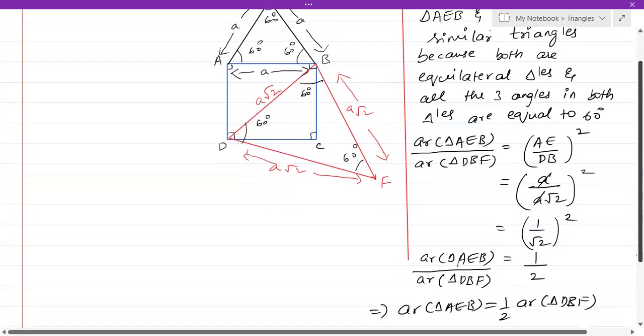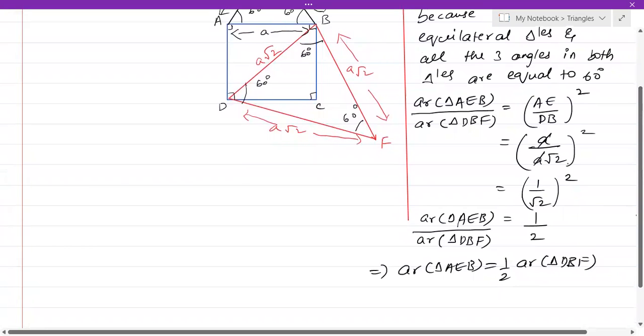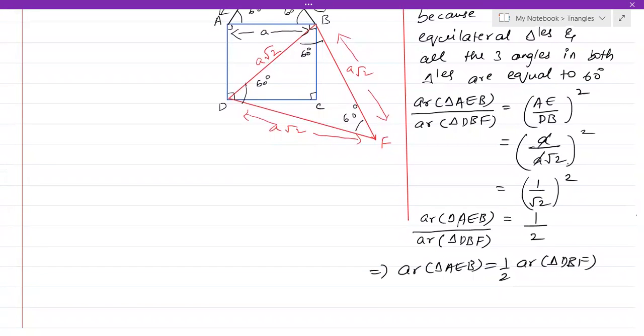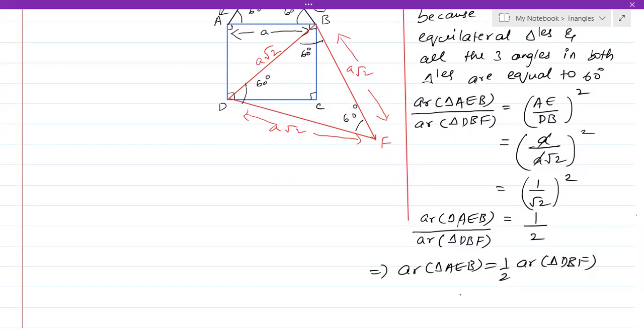Now we have taken the ratios of areas. It is equal to the squares of the corresponding sides. We can take any size because it's an equilateral triangle. It doesn't matter. So (AE by DB) the whole square. AE value is a, DB value is a root 2. Therefore, a and a get cancelled. We'll be left with (1 by root 2) the whole square. So 1 square is 1, root 2 square is 2. So cross multiplying, we get the required result. Let's get into the next problems, which are MCQs.